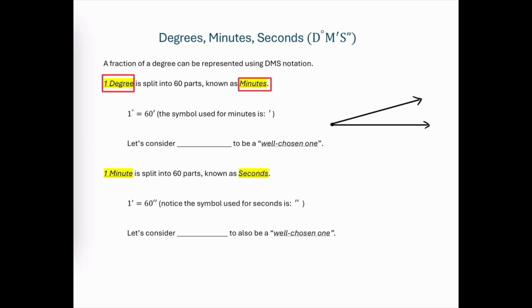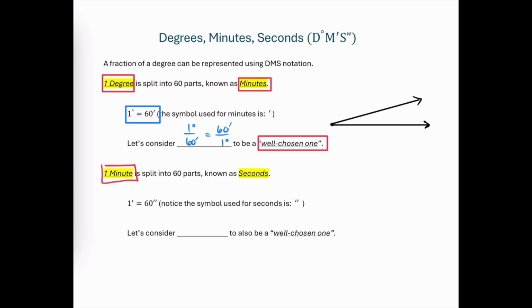Let's consider this very small angle to have a measure that is 1 degree, but we could also call the measure of that angle 60 minutes. Since these are two ways of measuring the same angle, we can create two well-chosen ones out of this scenario. 1 degree is the same measure as 60 minutes, but also 60 minutes is the same measure as 1 degree. So we could use either one of these as a well-chosen one, and we would choose whichever is appropriate to convert from degrees to minutes or from minutes to degrees.